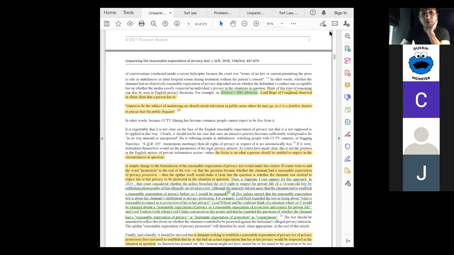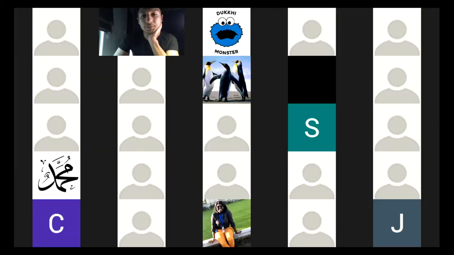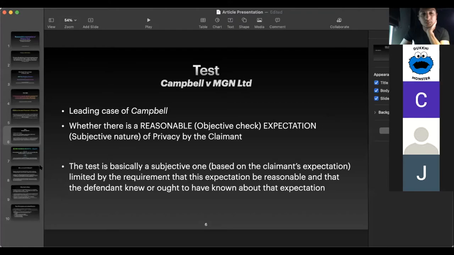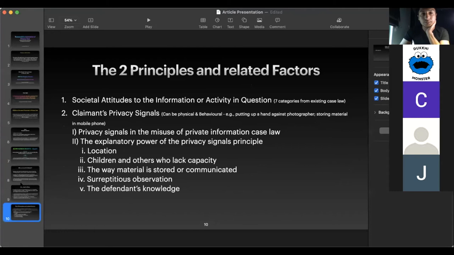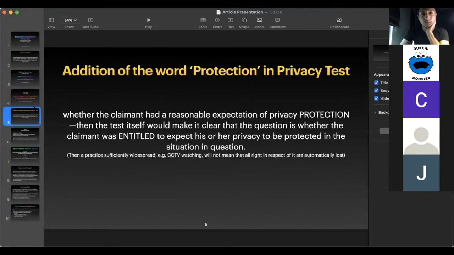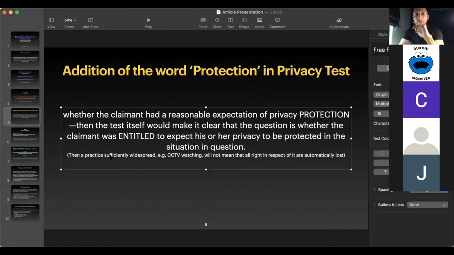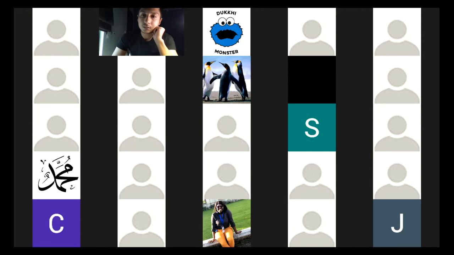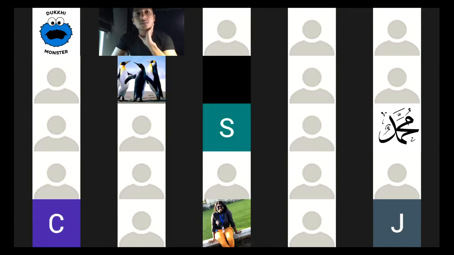Yeah, because I have addressed this also in... wait, let me show you. Yeah, so by adding the word protection, activities which are considered widespread will not automatically mean that the right to respect has been lost. Yes, so you are right. So to avoid this misunderstanding, because she cited Kinloch to say that Lord Hope actually hinted that English law observed the Californian approach in this sense. The words familiar feature are a hint.